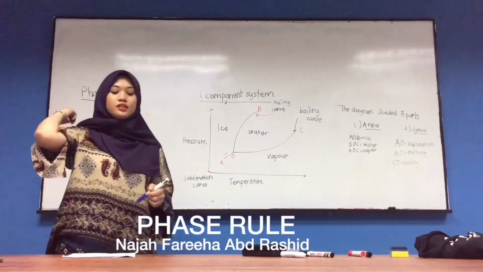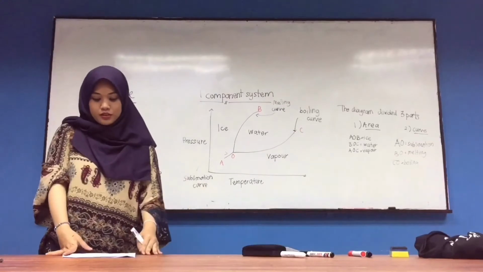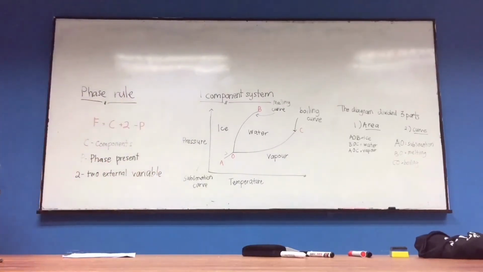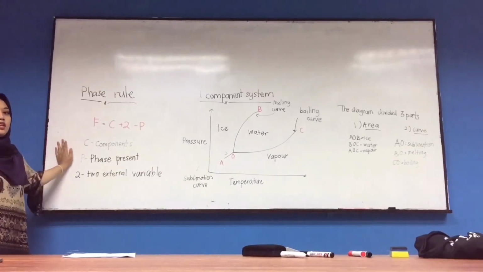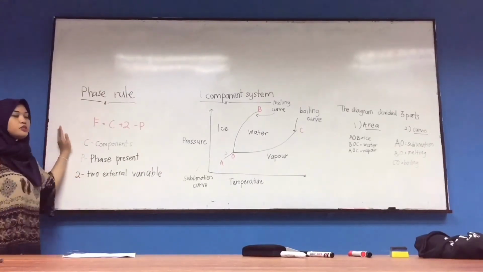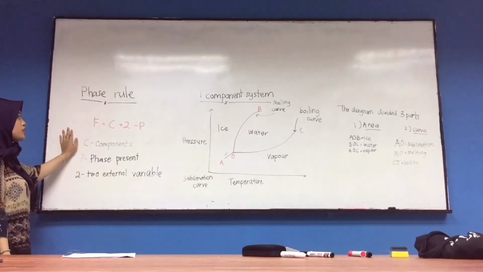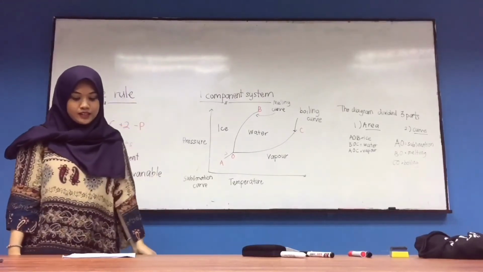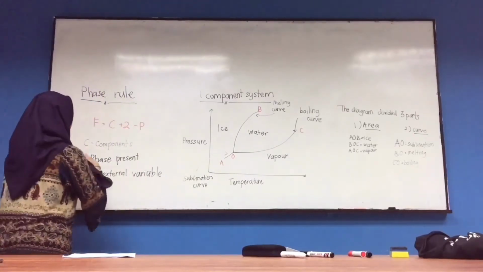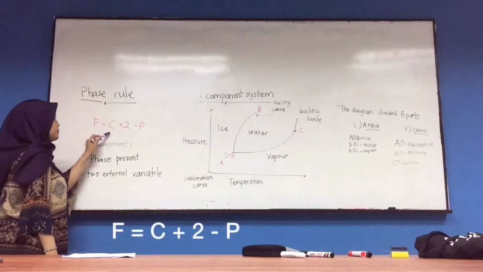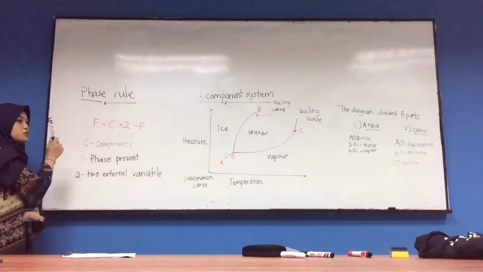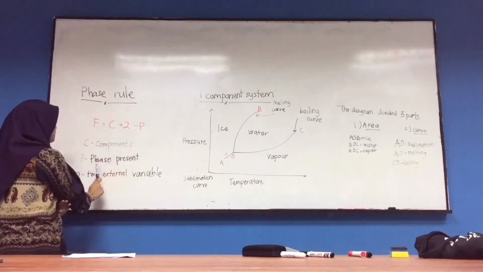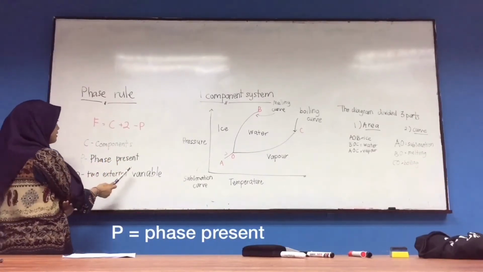Teach about phase rule. The phase diagrams are equilibrium diagrams, so I want to make it simple and shorter. Let me move to the phase rule. The phase rule is we have to count the degrees of freedom. So F equals C plus 2 minus P. You have to know that C is for the component and P means the phases present.